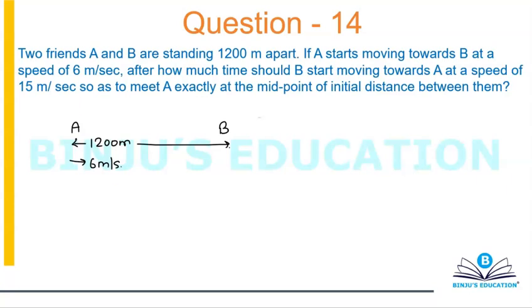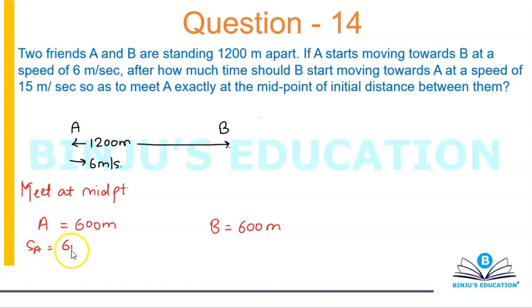Okay, so if they want to meet at the midpoint, I can say that A will cover 600 meters and B will also cover 600 meters. Let's solve them separately. A is moving at a speed of 6 meters per second, which means the time taken by A will be simply equal to 100 seconds.